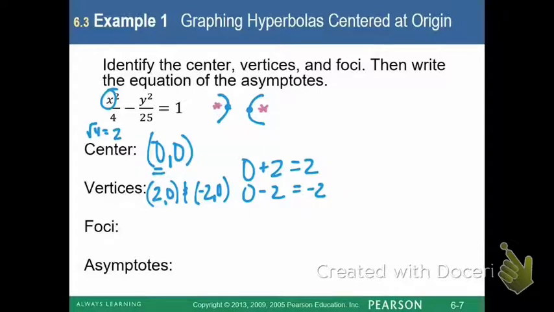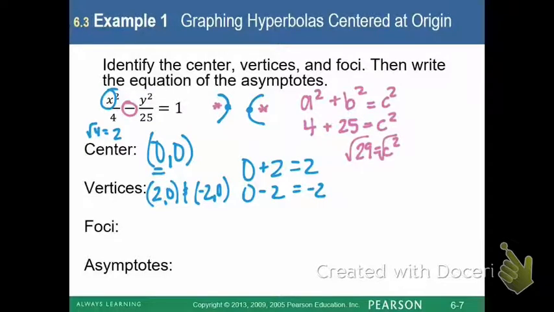Okay, so to find where those are, we have to use our equation. Remember that because I'm subtracting here, I'm going to be adding for my equation. So a squared plus b squared equals c squared. A squared is going to be 4. Remember, it's always the number that comes first in my equation at the bottom there. And then plus 25 equals c squared. So 29 equals c squared. Take my square root. That cannot be simplified. So square root of 29 is c.